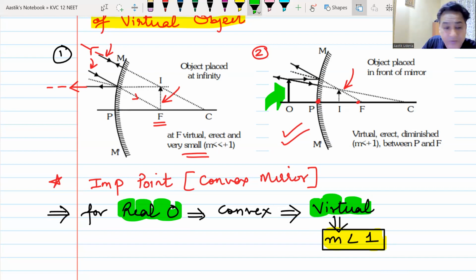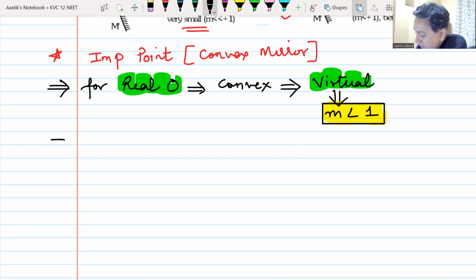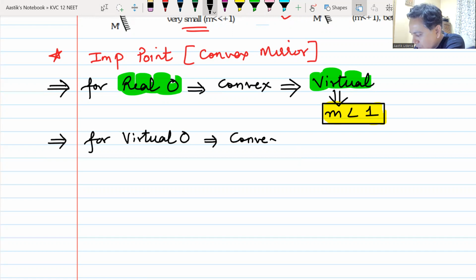That is your important point number one. For a real object, convex mirror can only make a virtual image, my dear friends. And it will always be diminished. Now let us bring our attention to the next type of object which we have not drawn the diagrams, remember. For virtual objects, but now I am asking you to make inferences. For virtual object and convex mirror, what do you think?